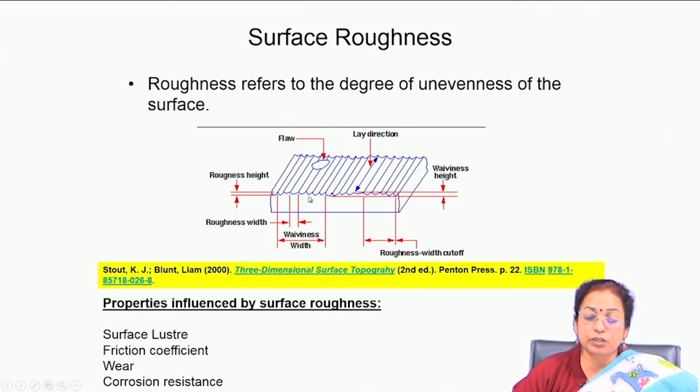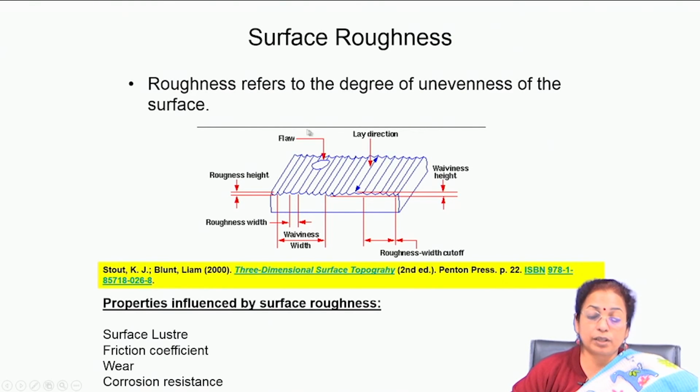And waviness is again the roughness of the material at a scale larger than the smallest scale. This is generated because of the different working operations. Where the surface loses its straightness, you call it waviness. Waviness width is the dimension over which the waviness is observed, and the direction along which the roughness is generated is called lay, and there may be a lot of flaws on the surface because of different defects generated during processing. So, this is very important.